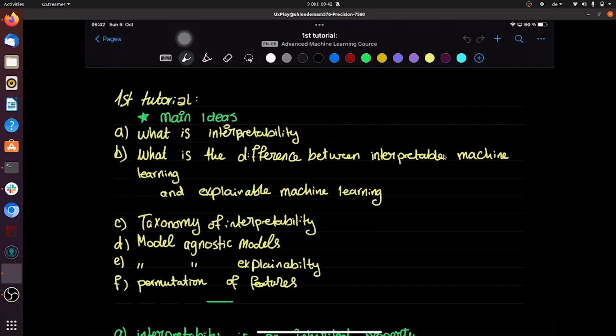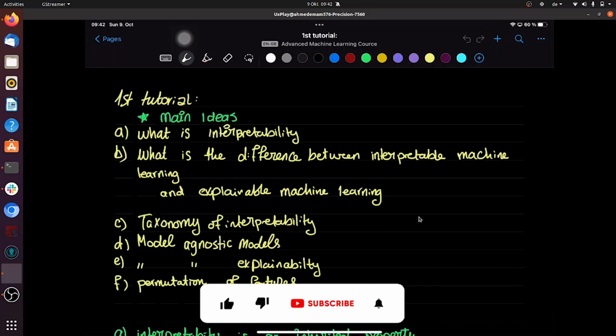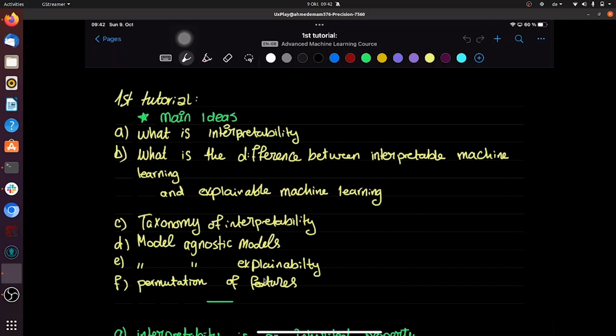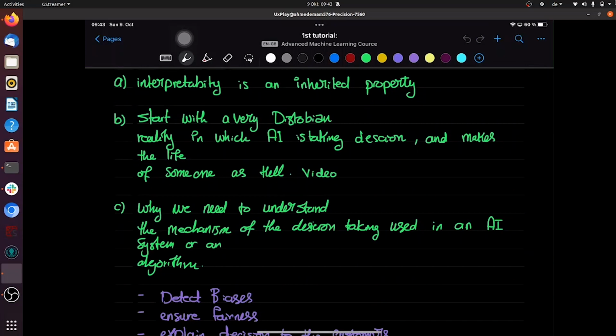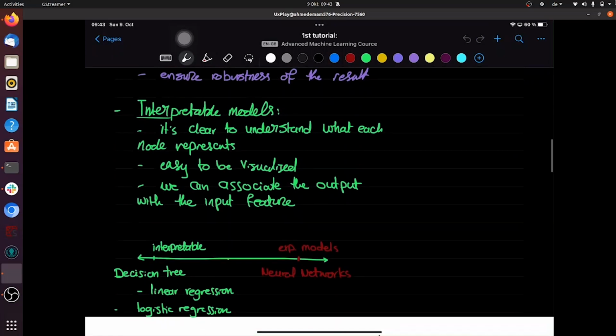So mainly we are going to talk about the difference between interpretable machine learning models and explainable machine learning models. Then we are going to discuss interpretability, and what the model-agnostic methods are. Those are the first things that we are going to talk about. Interpretability is an inherent property. So what are the interpretable models?